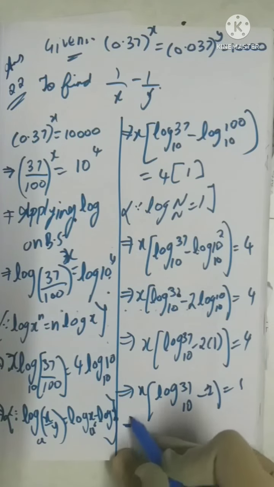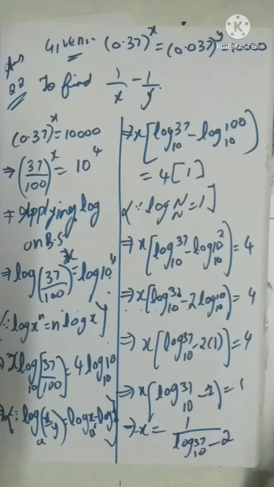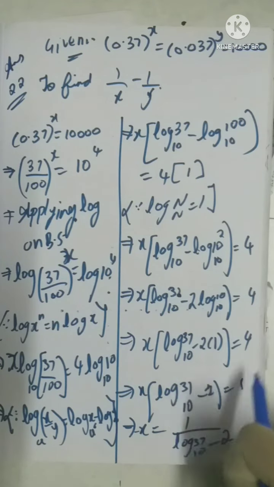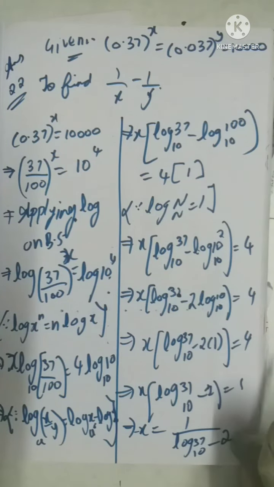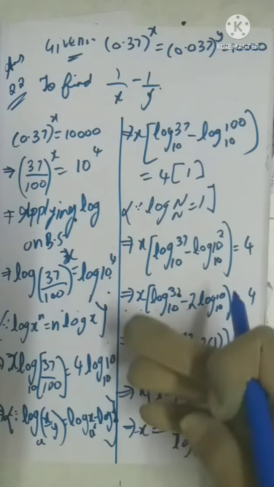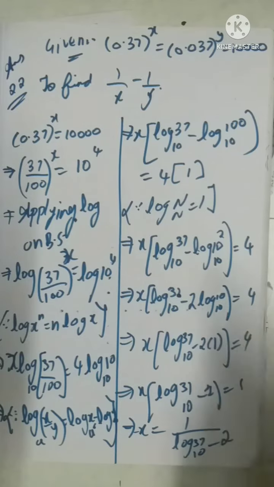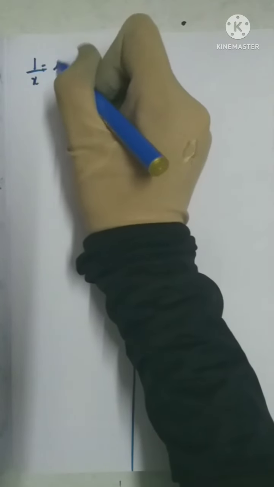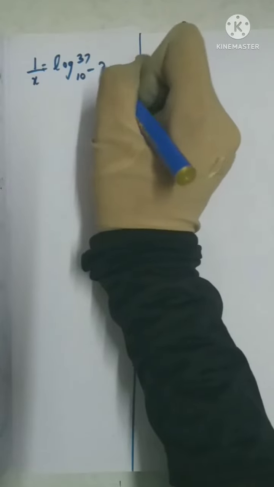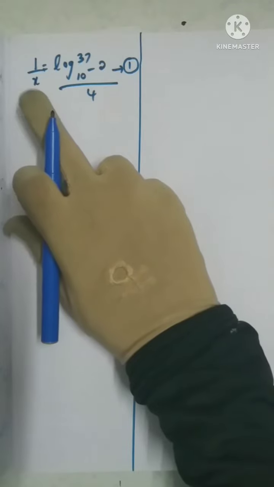Next we have x is equal to 4 by log 37 to the base 10 minus 2. But here I don't want x, I want 1 by x, so I'll inverse this. That is, 1 by x is equal to log 37 to the base 10 minus 2 by 4, because in the question it asked me the value of 1 by x. So the numerator becomes denominator, and the denominator becomes numerator. This is my equation 1. Keep it as it is, because already we got the value of 1 by x.